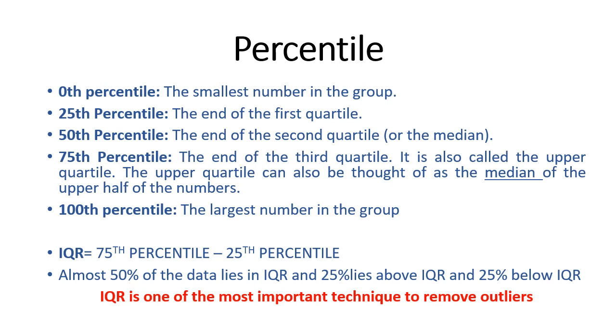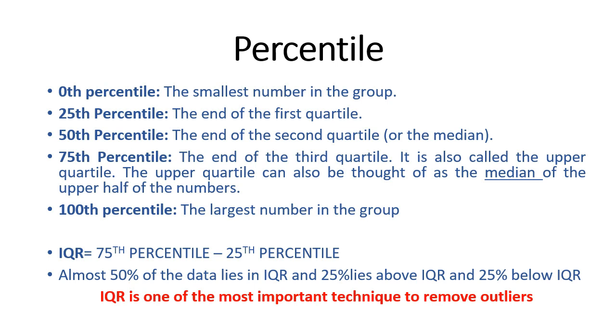Percentile. 0th percentile means the smallest number in the group. 25th percentile means the end of the first quartile. 50th percentile, the end of the second quartile, basically the median. 75th percentile, the end of the third quartile. 100th percentile, the largest, highest number in the group.